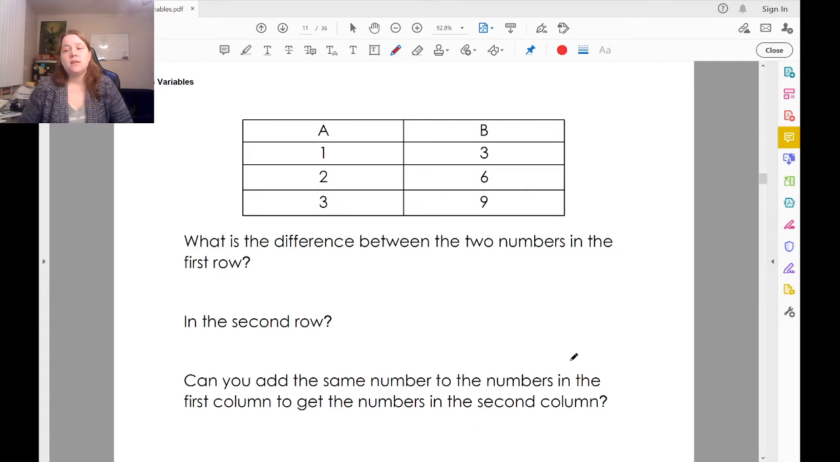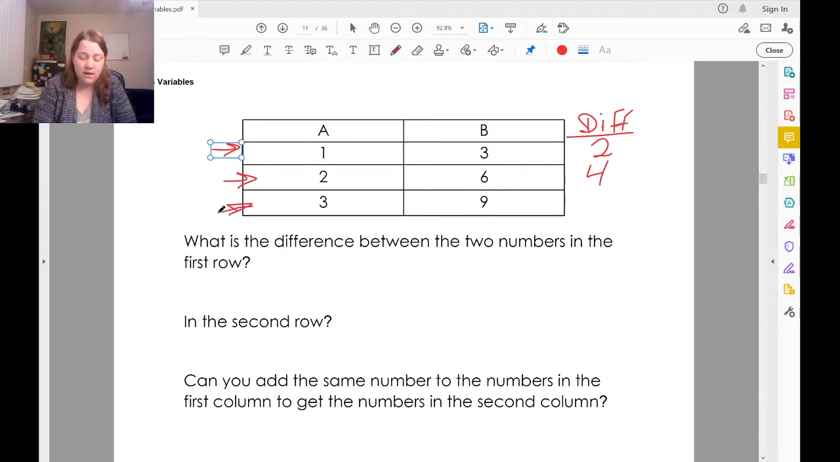So when looking at this one, I thought it was the same table for a minute. What is the difference between the two numbers in the first row? So what's the difference between these numbers? Well, 3 minus 1 is 2. So the difference, or I'll just put diff right now because I can't write very neatly in this, is 2. What's the difference here? 6 minus 2 is 4. What's the difference here? 9 minus 3 is 6.